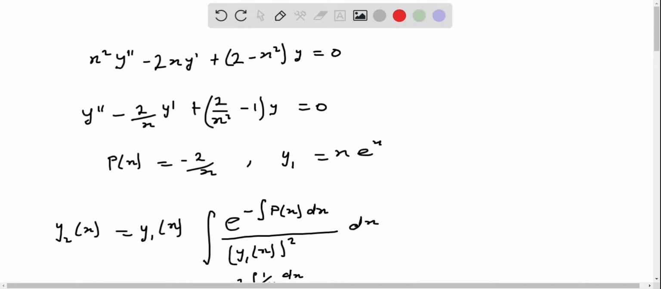So we have this equation. I want to find the second solution. So what we're going to do is to isolate y double prime, which means that we're going to divide through by x squared, this side by x squared, the whole of this by x squared, of course. And then we're going to get this, all right?